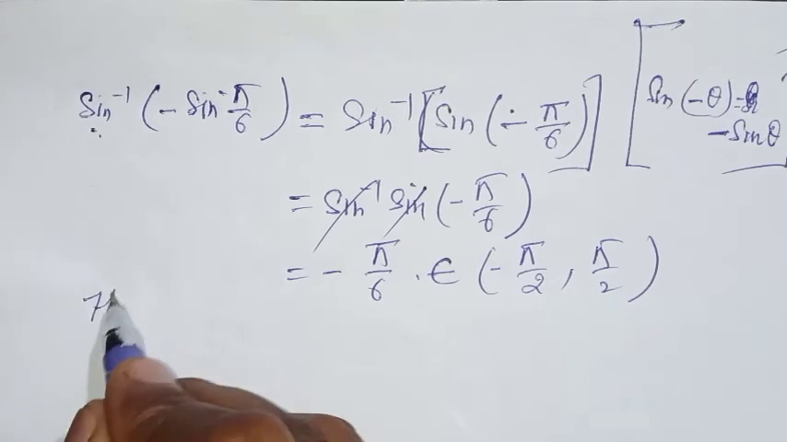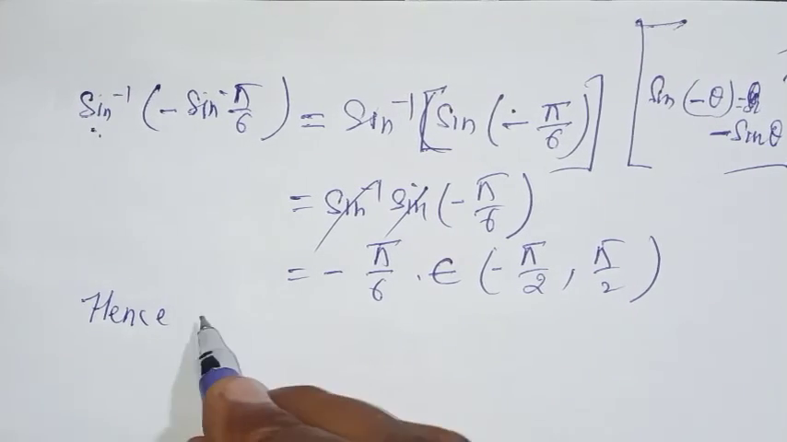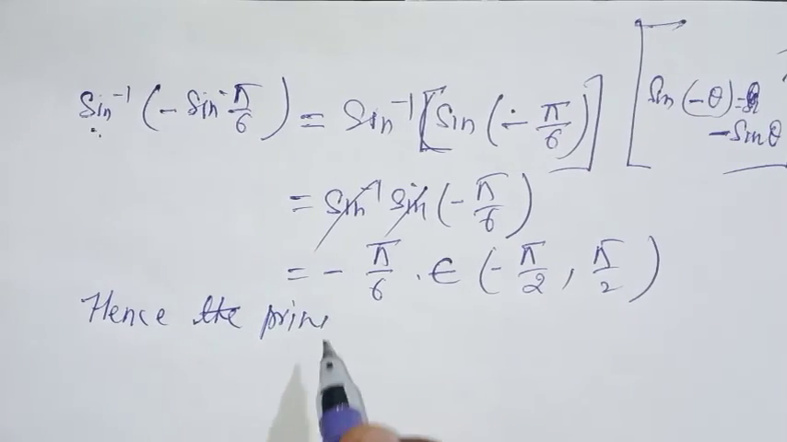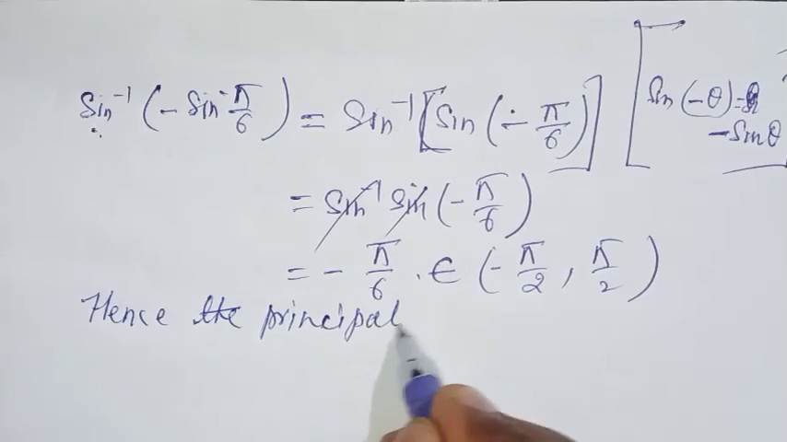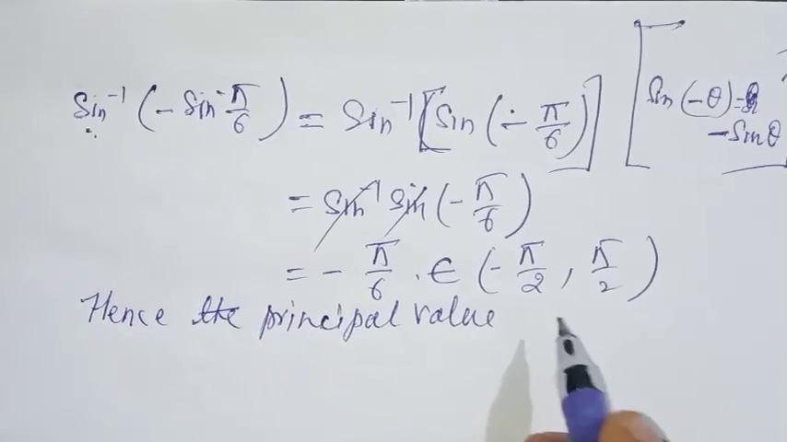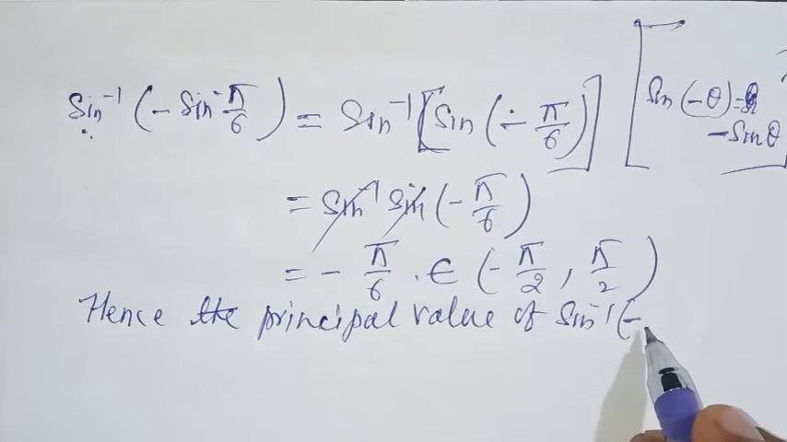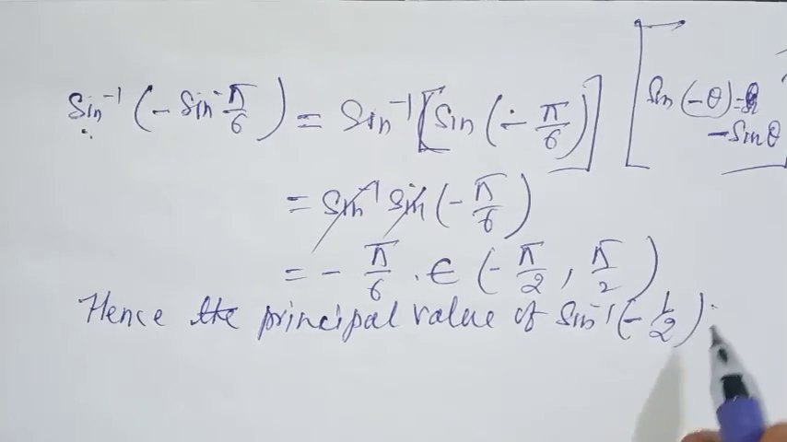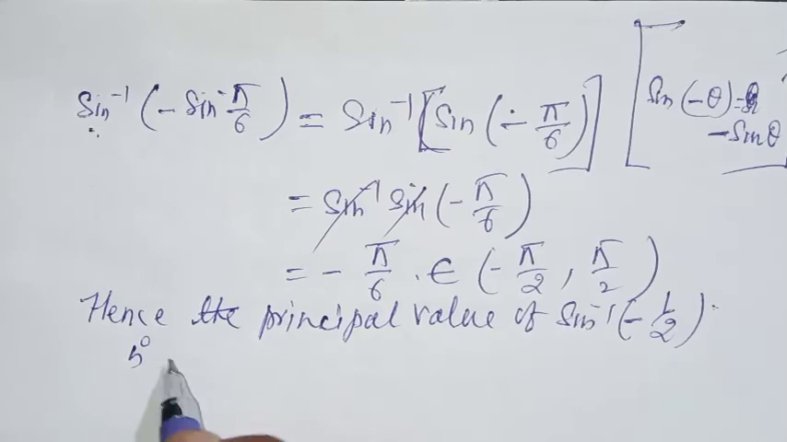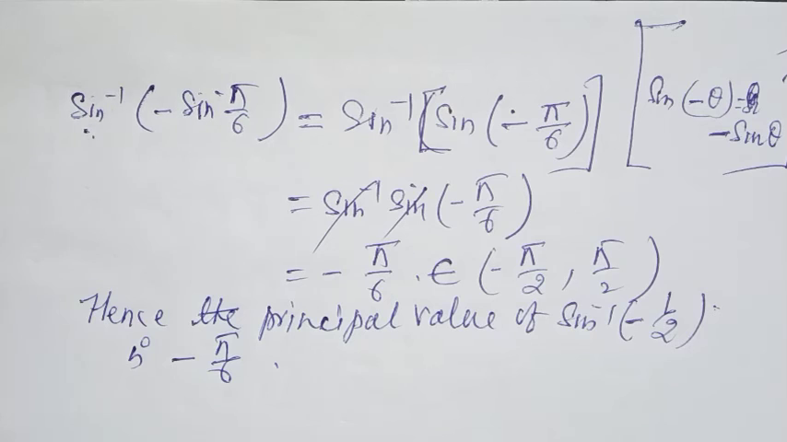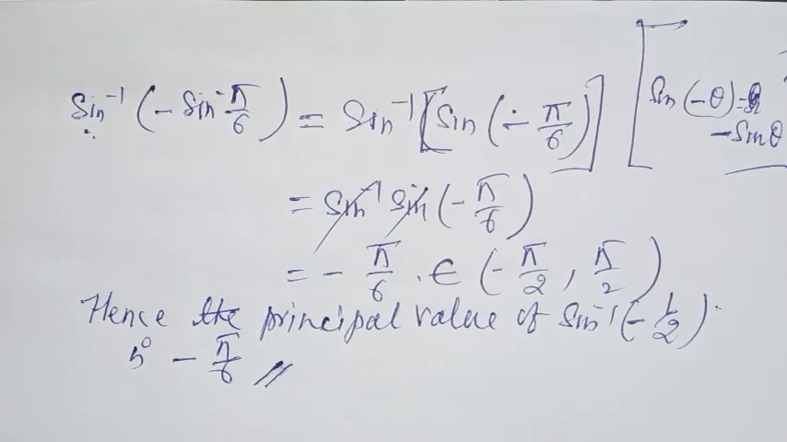Hence the principal value of sine inverse minus 1 by 2 is minus pi by 6. Okay, in this way we can find out the answer.